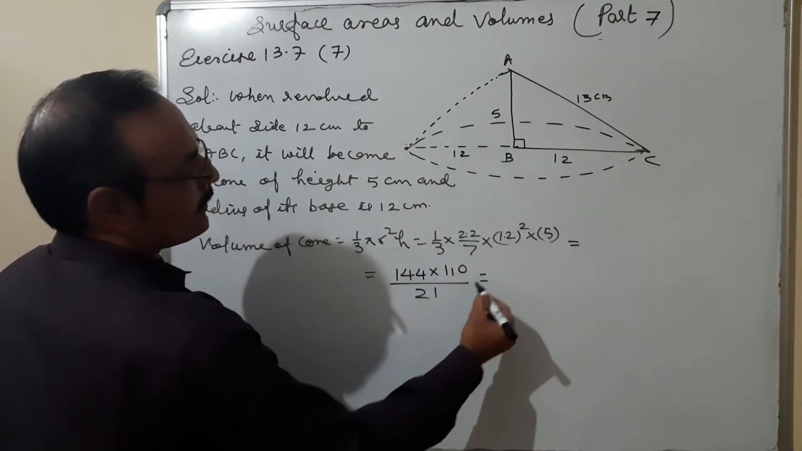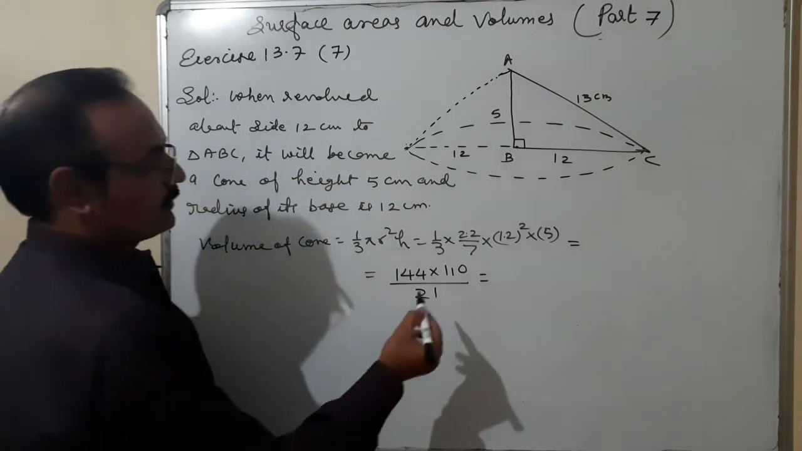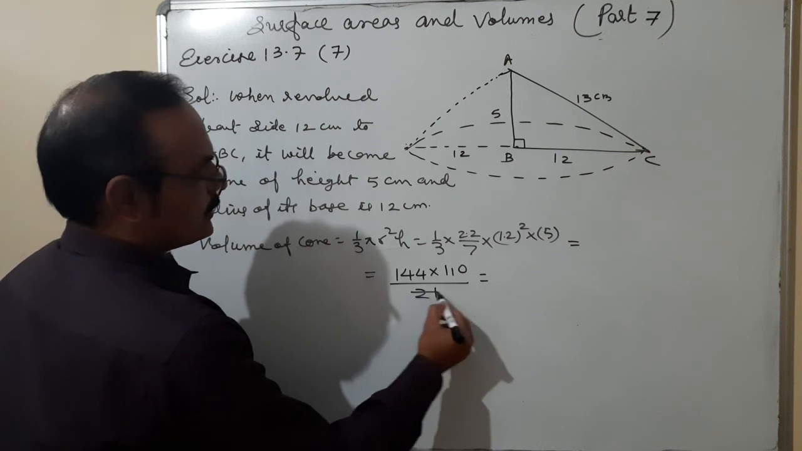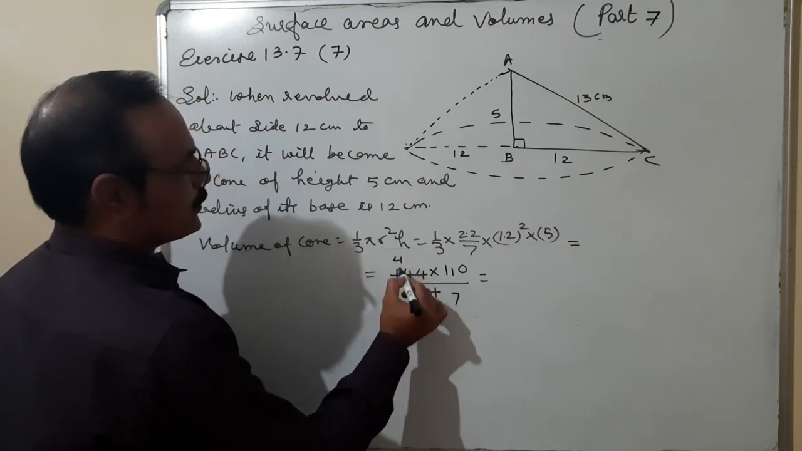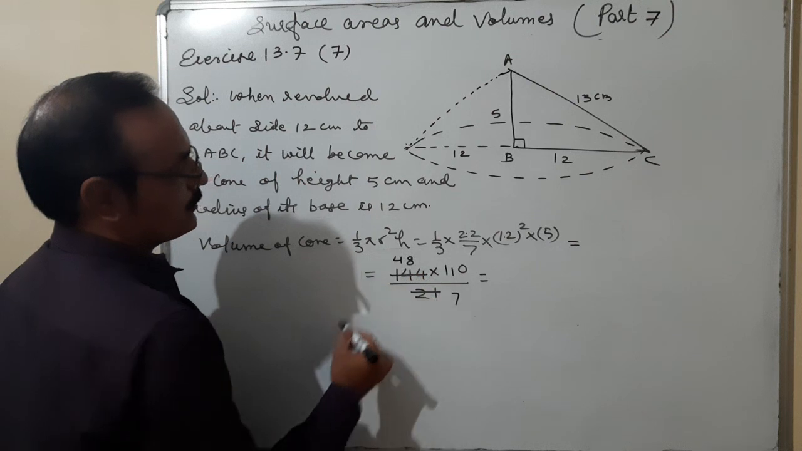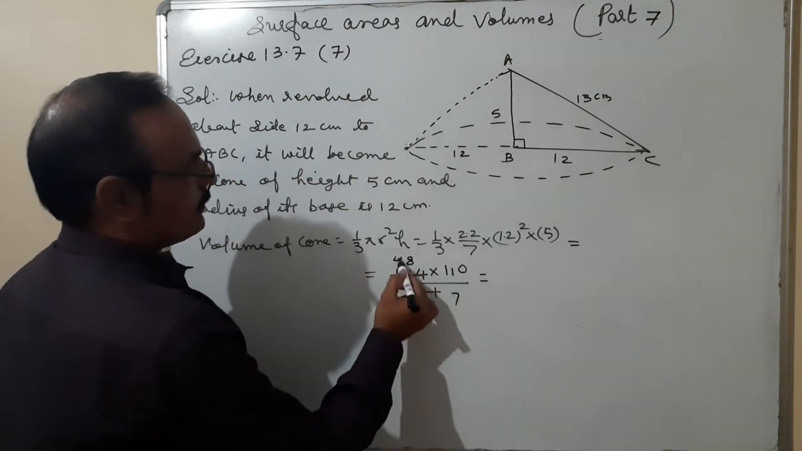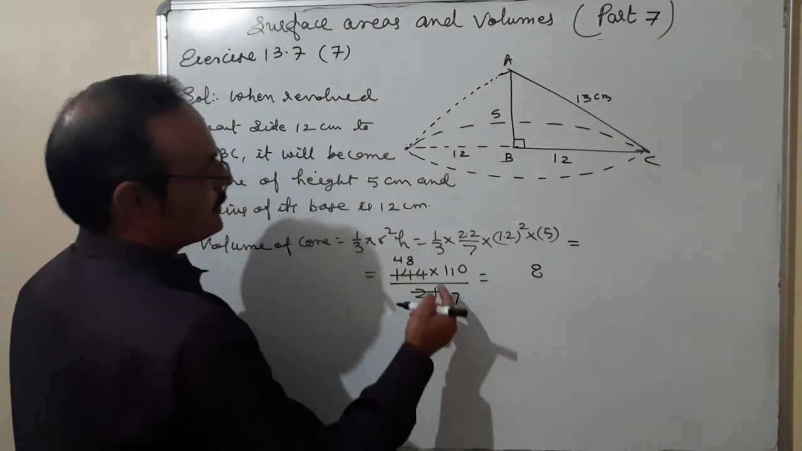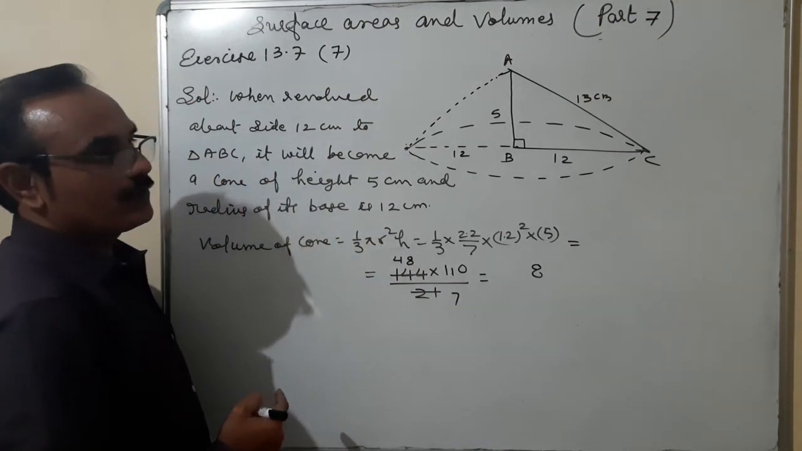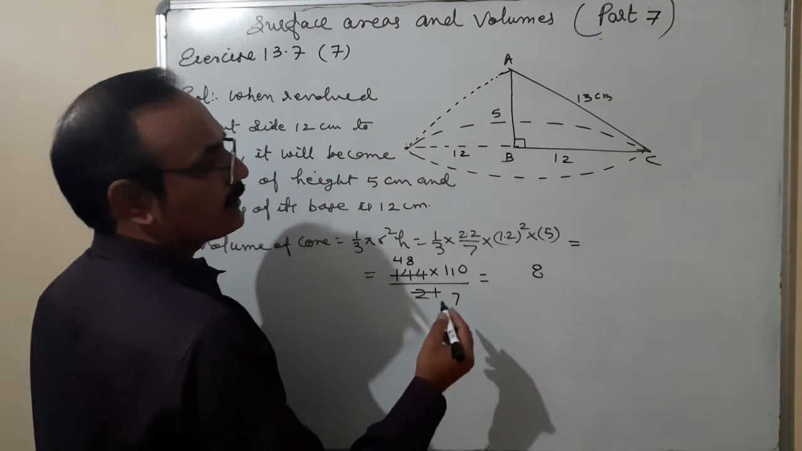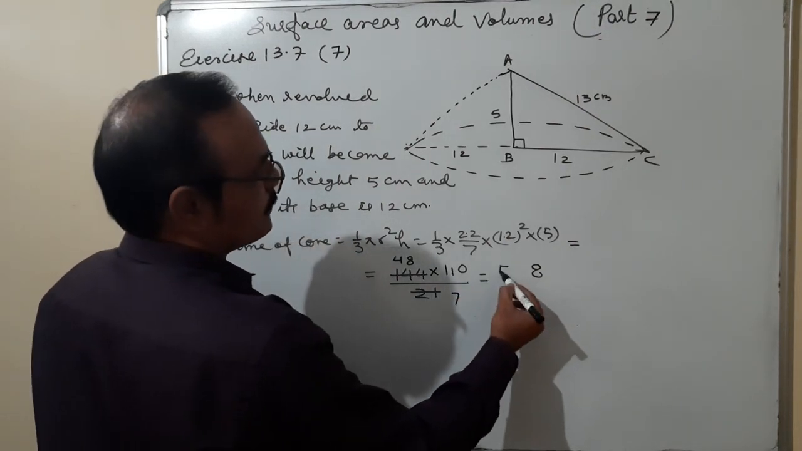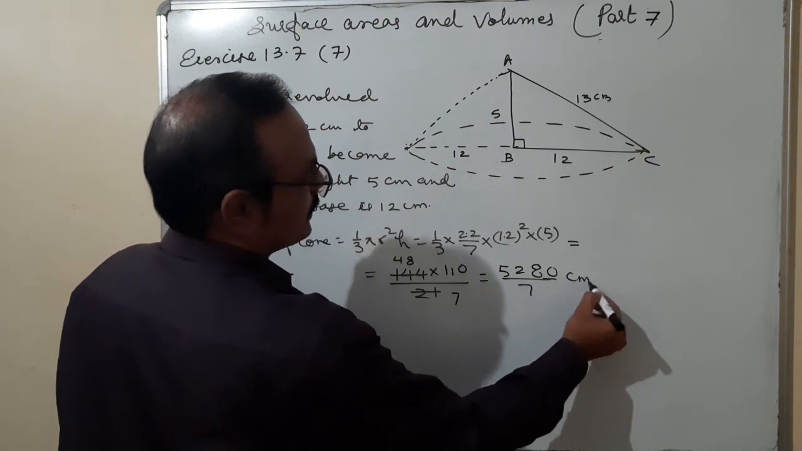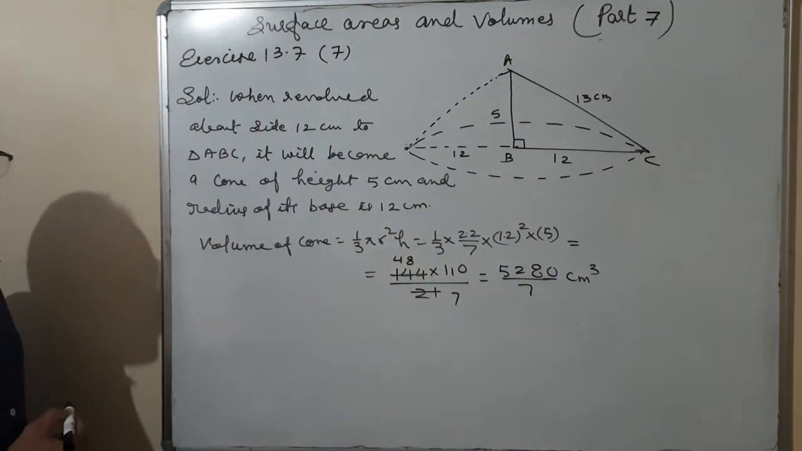I think it will be cancelled by 3. 3 fours are 12, 3 eights are 24. 48 multiplied by 110 upon 7, 48 into 110 is 5280 upon 7 centimeter cube. Is it okay? That is condition number 1.